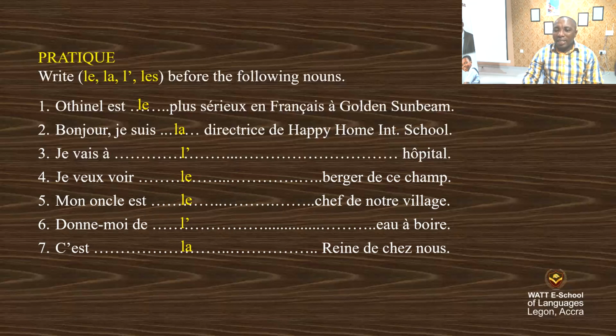Clearly, you could notice that the article le was not selected here. It's just to tell you that it is not a lottery. If they provide some answers for you, it doesn't mean that it is compulsory that you use all of them. The selection of the article is based on the word that follows the article. That word can begin with a vowel or a consonant. It can be in plural form. It can begin with a silent H. It can be masculine or feminine. So you need to know it before you select the definite article.